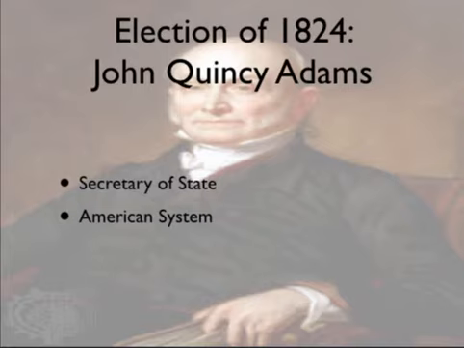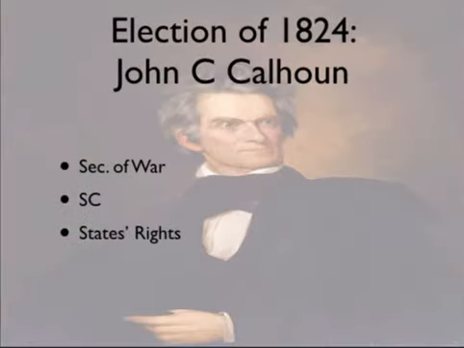John Quincy Adams is also a proponent of the American system. Protective tariffs, spending on internal improvements, and a Bank of the United States. Opposed to that American system was the current Secretary of War under James Monroe, John C. Calhoun, sometimes known as Crazy Eyes Calhoun by American history students, because normally his eyes look even crazier than they do in this picture. He was from South Carolina.